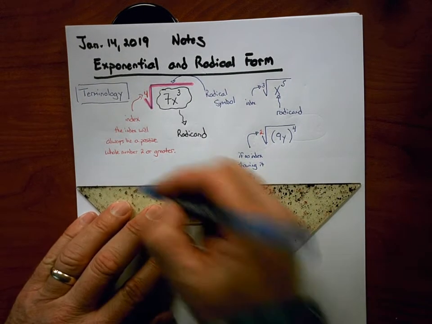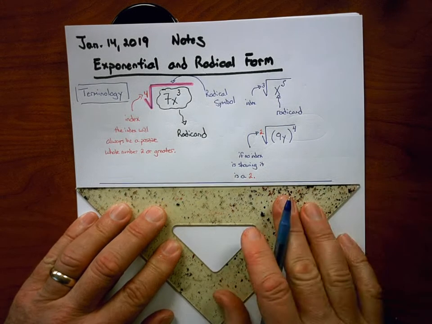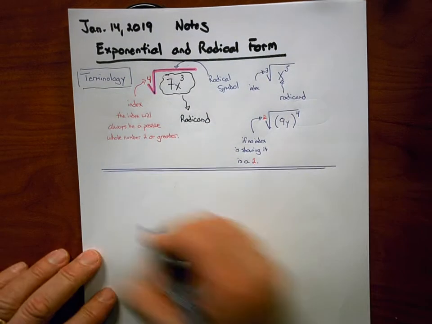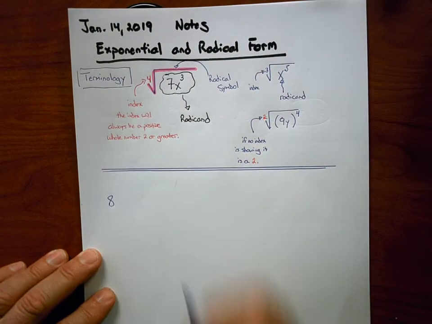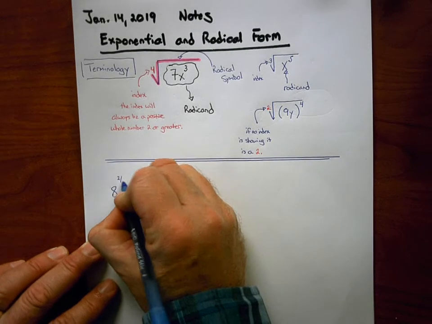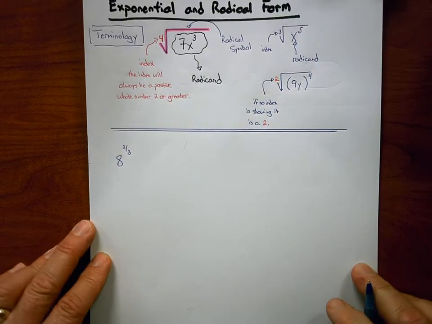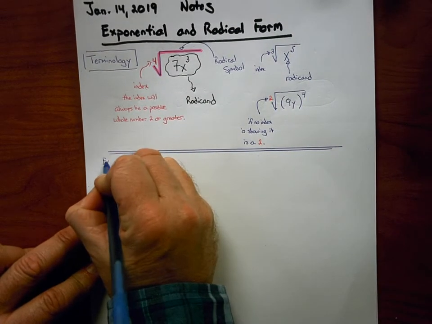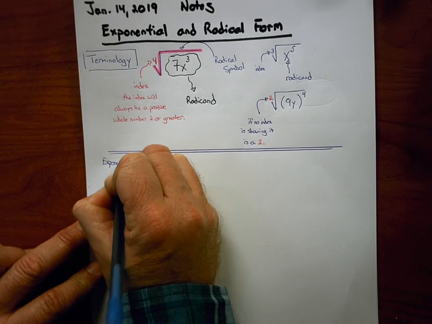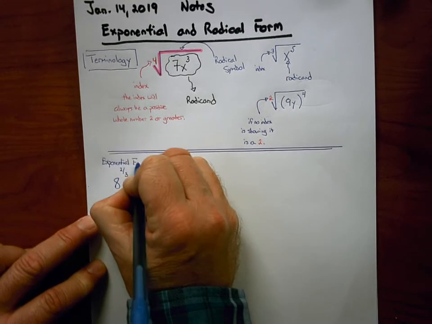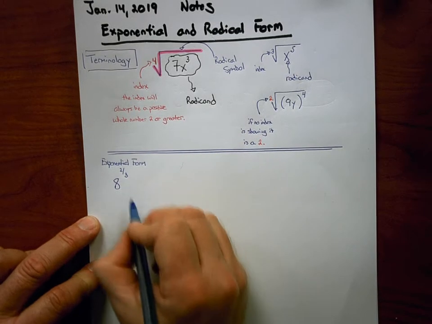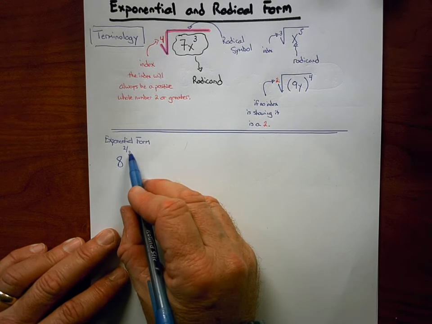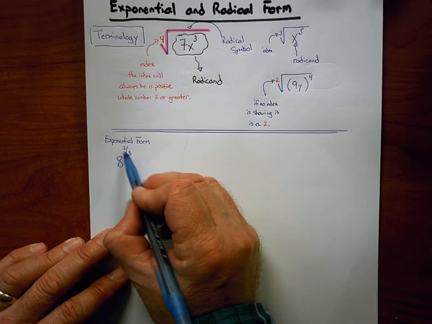Now, there's basic terminology that we have, and here's what we want to focus on today. I want to make sure that everybody is able to be given a problem like this, 8 to the 2/3 power. This problem is what we call a type of expression in exponential form. The reason it's called exponential form is because we have an exponent, but in this case, the exponent is a fraction.